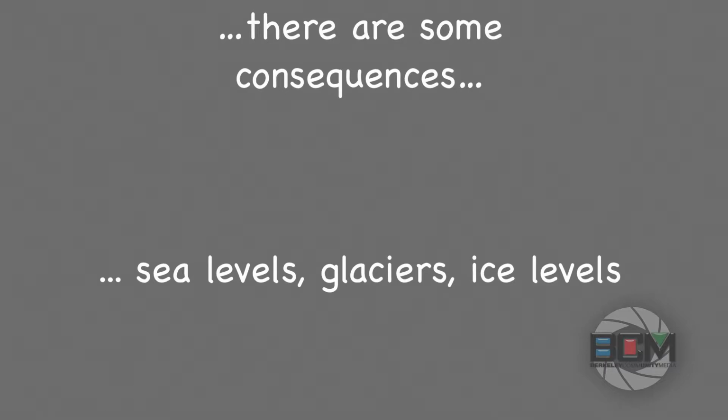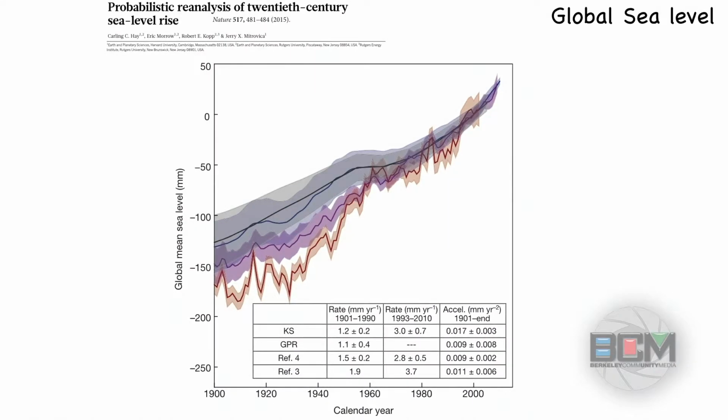So, other consequences: sea levels, glaciers, ice levels. We can run through these quickly. A landmark paper, 2015. Here's the global mean sea level as a function of time. And these authors called attention to something they found very disturbing, which is that for the early part of the century, the sea levels are rising on the order of 1 millimeter a year. But in recent times, it seems to have accelerated to on the order of 3 millimeters a year. And this is surprising. And the community was shocked.